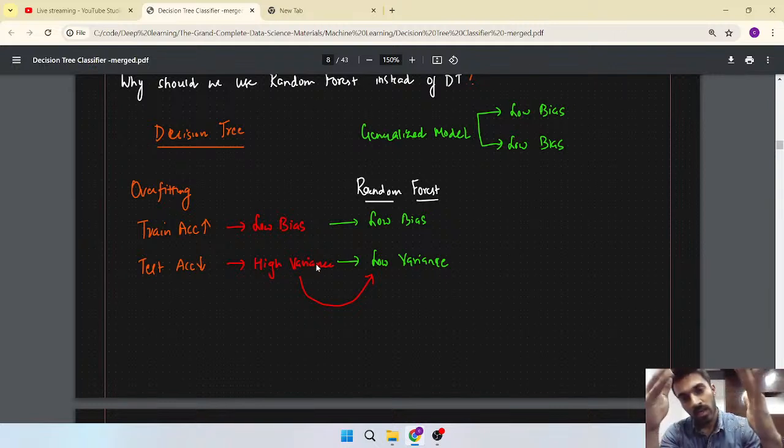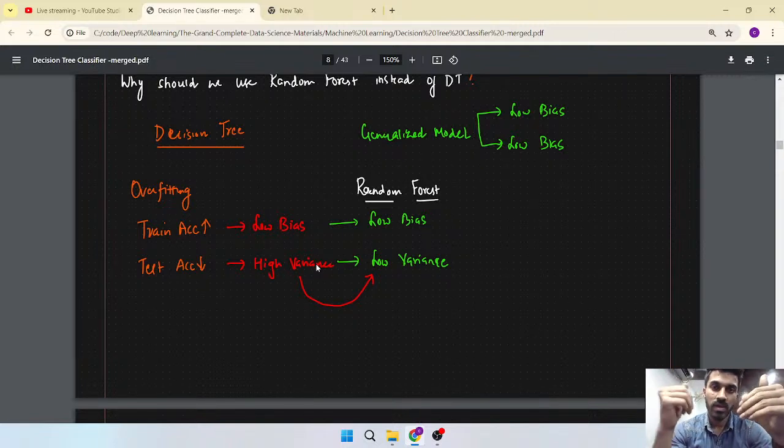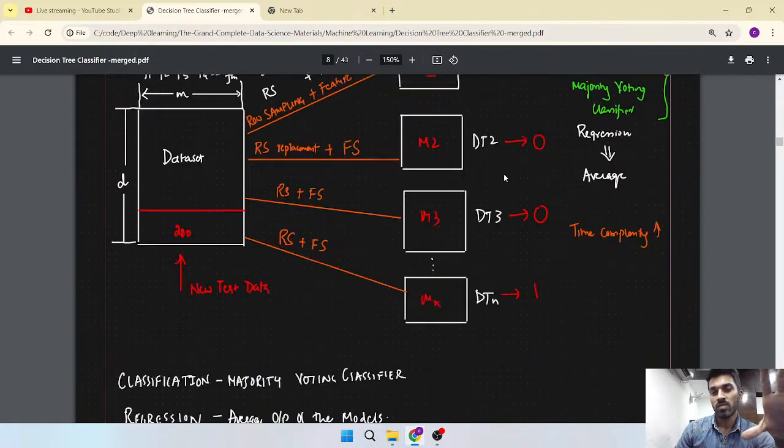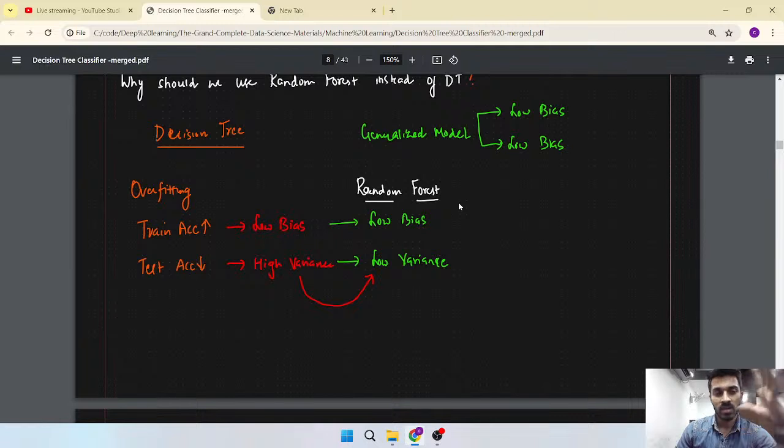So what will random forest do? Basically, random forest is a combination of decision trees. You will get different decision trees, and if you apply majority voting on the output, you will get a generalized answer, because you have trained different models on different data sets. So you will get good accuracy at that time.